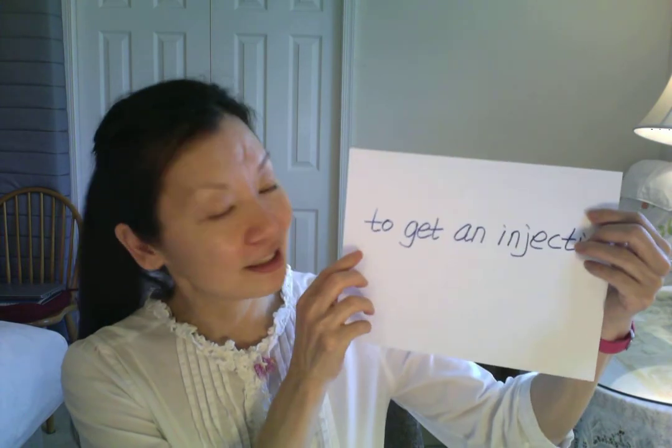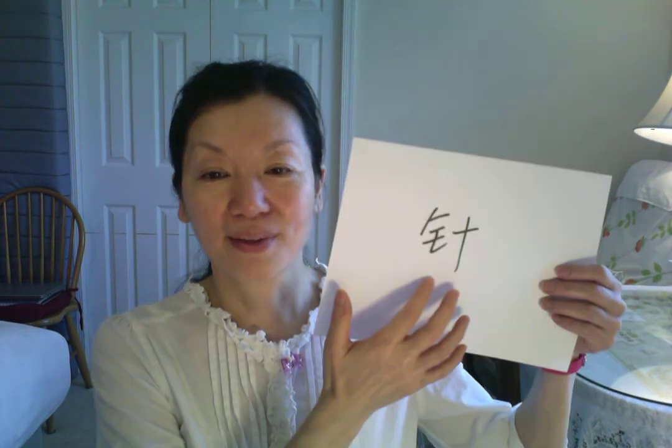To get an injection. In Chinese we say 打针. One more time, 打针. Okay, next, needle. How do you say needle in Chinese? 针, the 针 of 打针. To get an injection, 打针, but 针 by itself is needle.